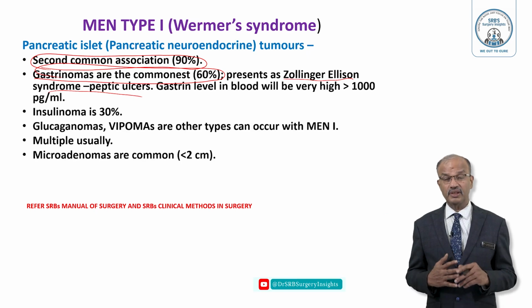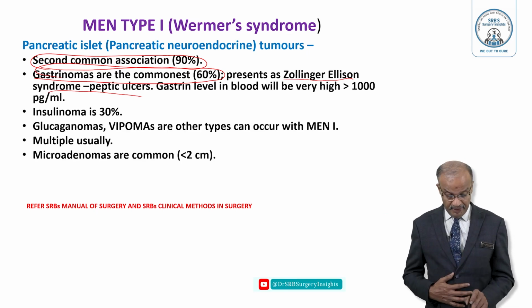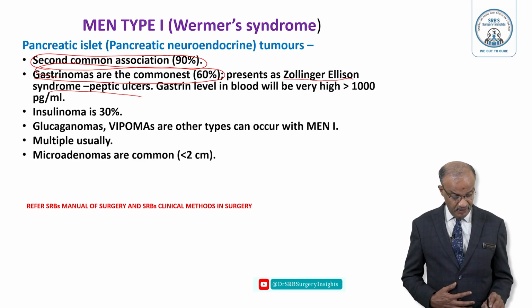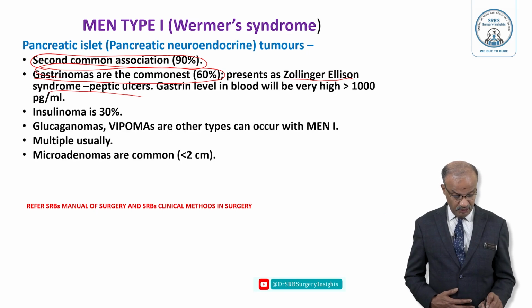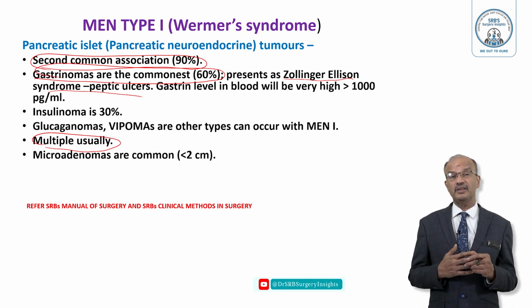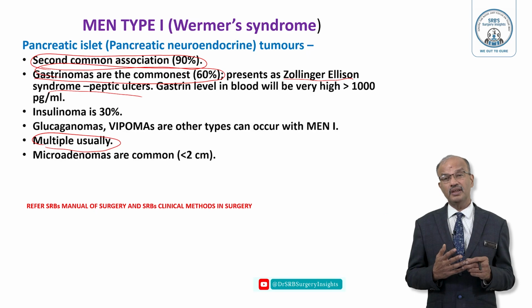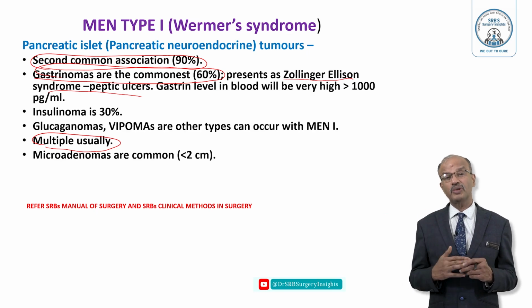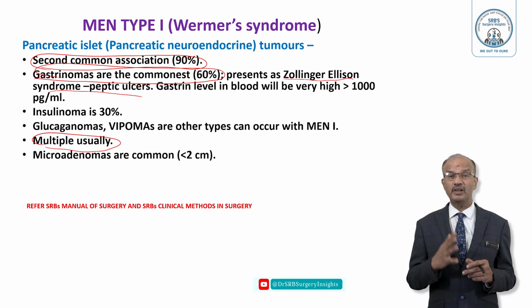Gastrin, you know that Zollinger syndrome has type 1, type 2. Gastrin level in blood will be very high. Insulinoma is common, again 30%. Gastrinoma, lipoma, other types can occur. There are usually multiple. This is again an important thing, because if there is a single endocrine tumor, if you enucleate it, maybe through laparoscopy, that will be sufficient. The problem is there are multiple.